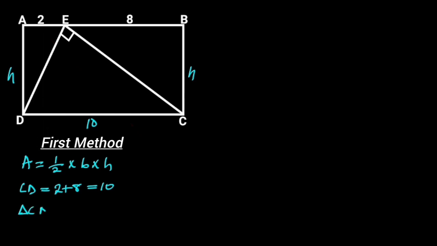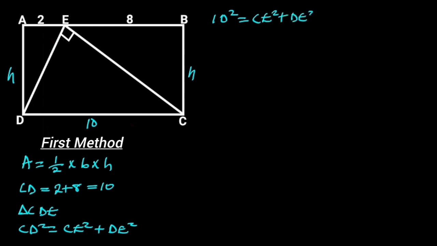Next, let's consider triangle CDE. Triangle CDE is a right triangle. From Pythagoras Theorem, CD squared is equal to CE squared plus DE squared. Since CD is 10, it follows that 10 squared is equal to CE squared plus DE squared. 10 squared is equal to 100. So, 100 is equal to CE squared plus DE squared. Let this be equation 1.